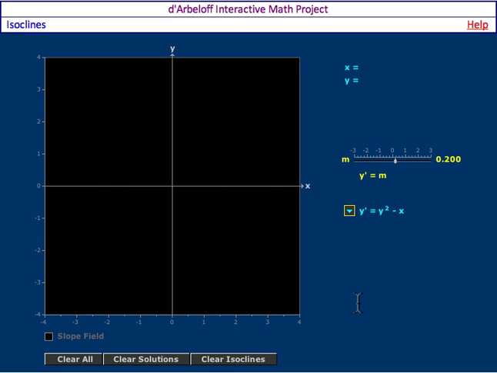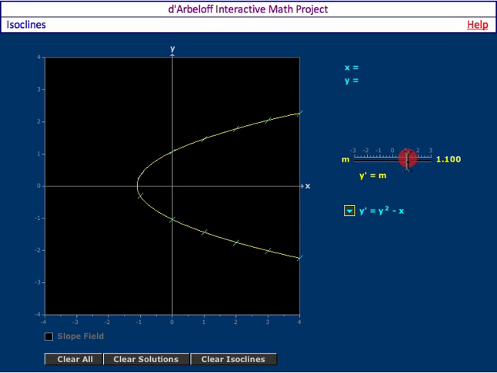Well, isoclines give you a good way of doing this, and they reveal things about the qualitative behavior of the differential equation as well. An isocline is the subset of the plane where the slope field takes on a given value. I can choose that value m using this slider here, and when I click here and move this, the isocline with the given value of m is drawn in yellow on the screen. And you can see the value of the slope field drawn as well.